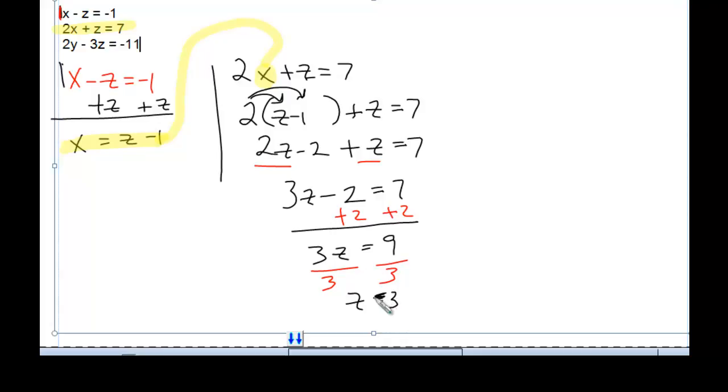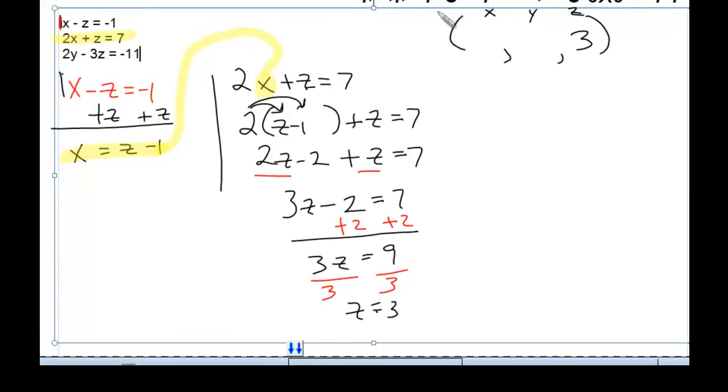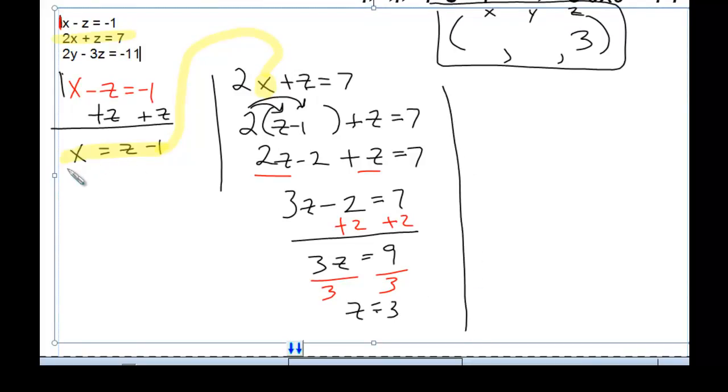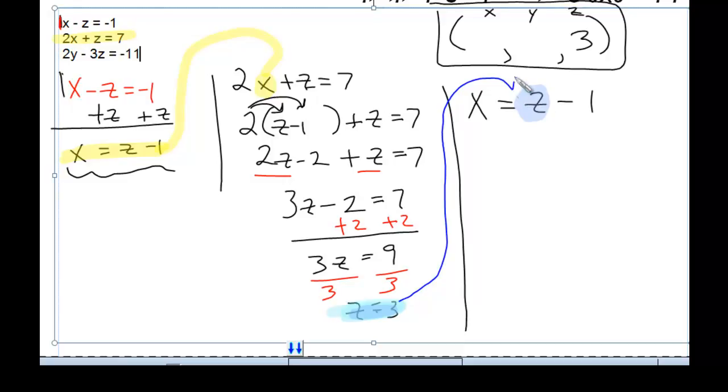So now I know z is equal to 3. So now I know one of the values in my ordered triple. I know the z, so I need to put it in its spot in the ordered triple. And now I can also plug z into this equation right here. So I have x = z - 1. So plugging in 3 for z, we have x = 3 - 1. So x is equal to 2.